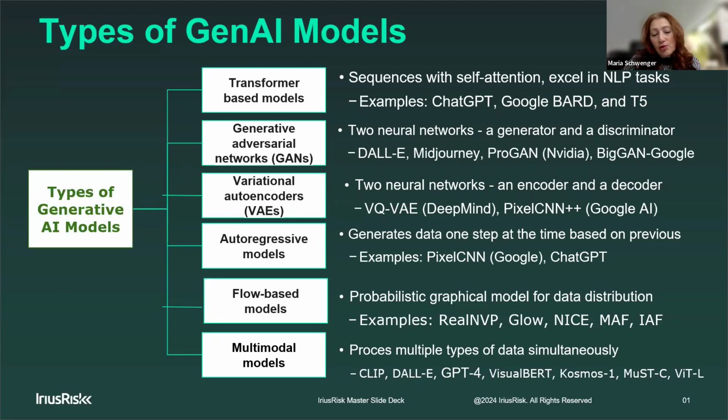GANs have been used to generate very realistic images, text, music, diagrams. They're really good at realistic data. On the negative side, GANs can be difficult to train, and we have very little control over the output. Sometimes they may generate data that is not really true.